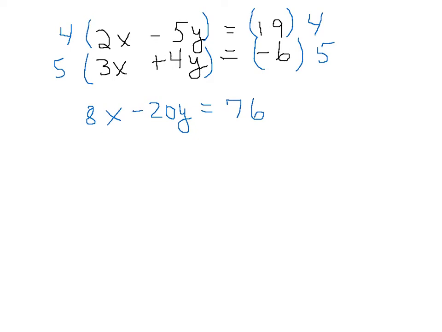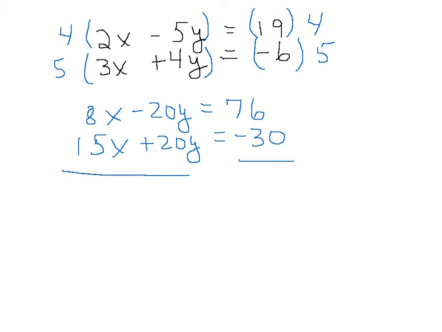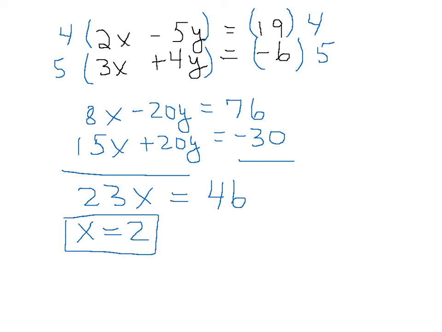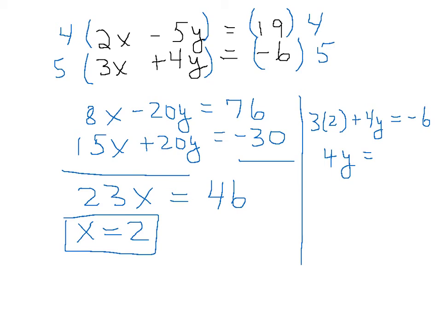And on the bottom I get 15x plus 20y, so there it goes, that's the big deal, is equal to minus 30. So when I add, notice the y's will cancel, and I get 23x equals 46. So therefore x is equal to 2. Okay, now I got to find out what y is. So I can go into either equation. I'll go into the second equation this time, and I get 3 times my x value plus 4y is equal to minus 6, and that means 4y is equal to minus 12, y is equal to minus 3. Luckily, we got the same answer we did before.